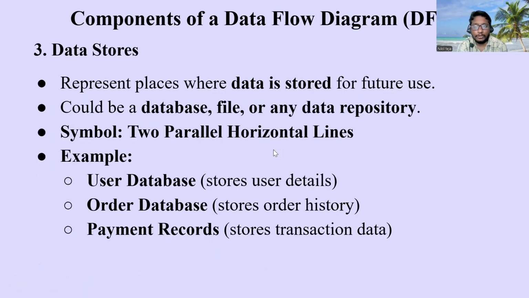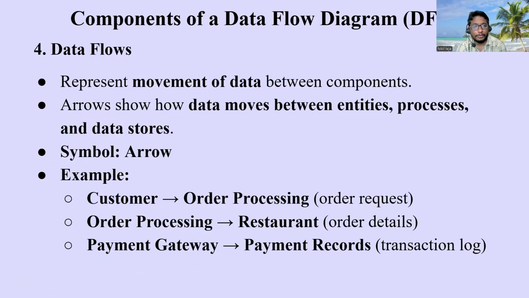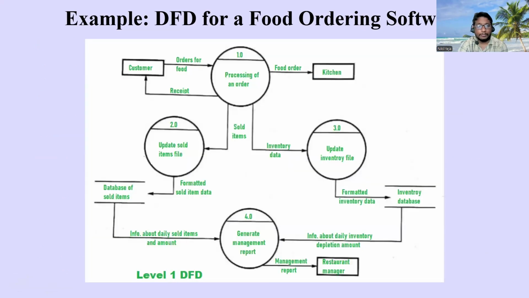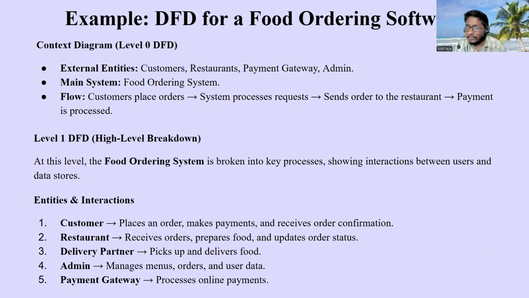How the data is flowing is nothing but arrows. We'll be representing it with arrows. So these are the components of DFD diagrams, guys. Let's take an example. I took an example of level 0 and level 1 only. Level 2 is none of our business.